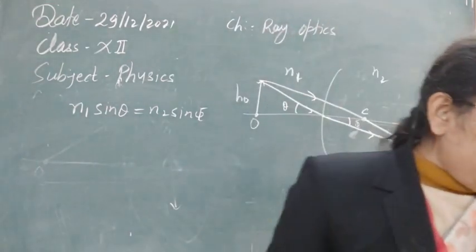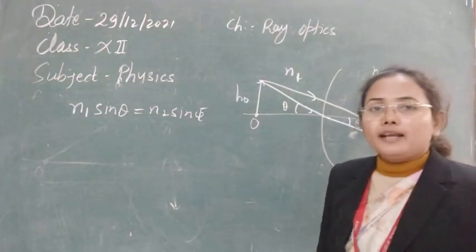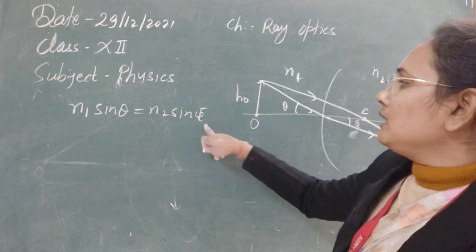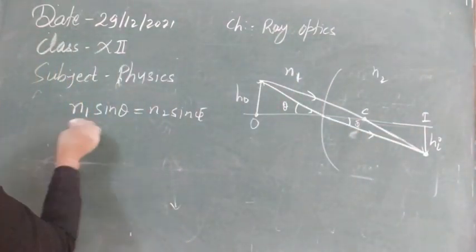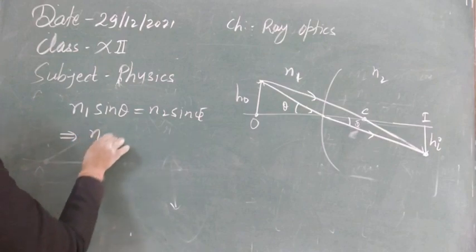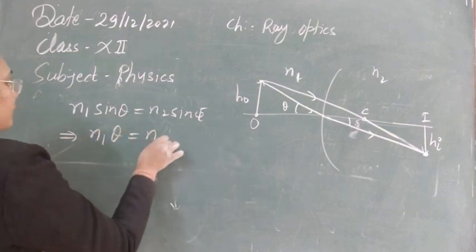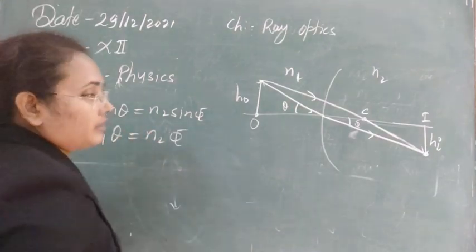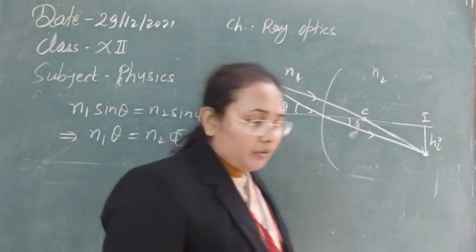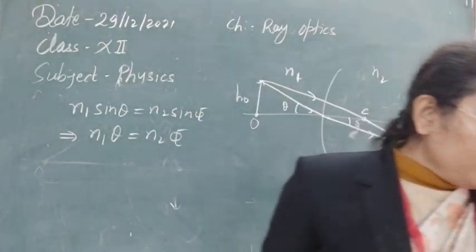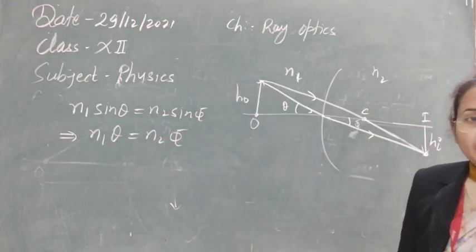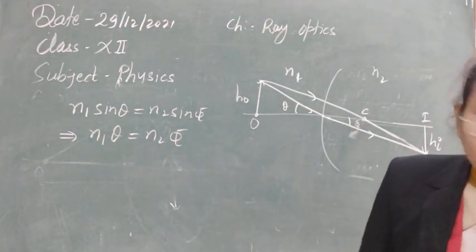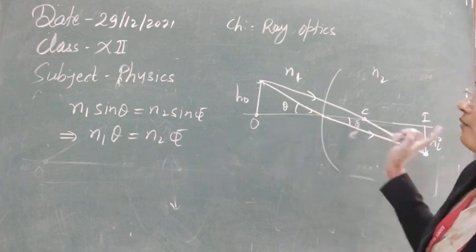Now the next one: for a small angle, sine theta or sine phi can be written as just theta and phi. So it will be N1 theta equal to N2 phi from here. Now in the next line, again you can put the values of this theta and phi in terms of tan, and now easily you can calculate the value of theta and phi from here.